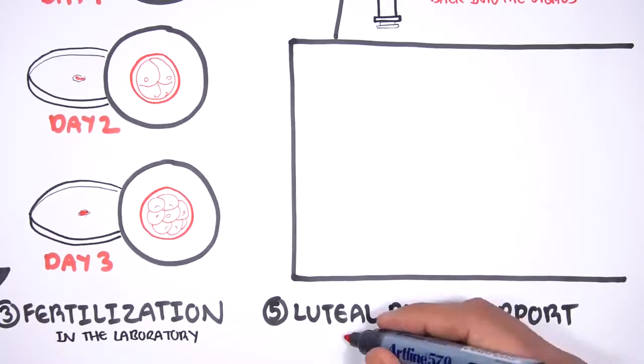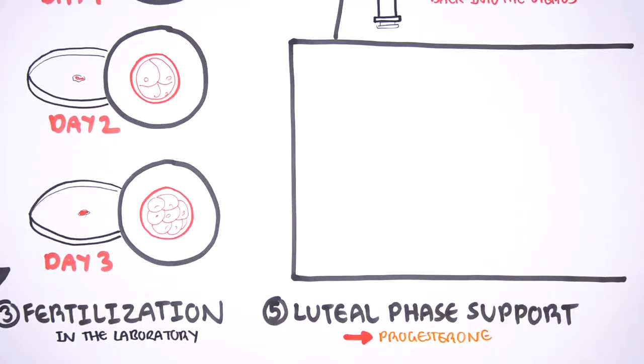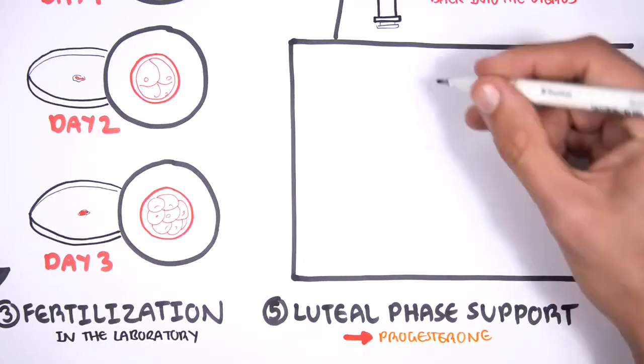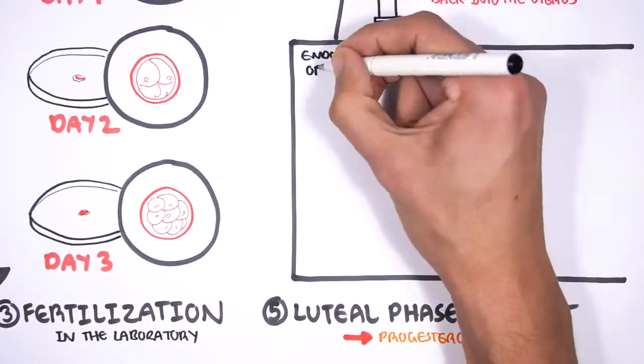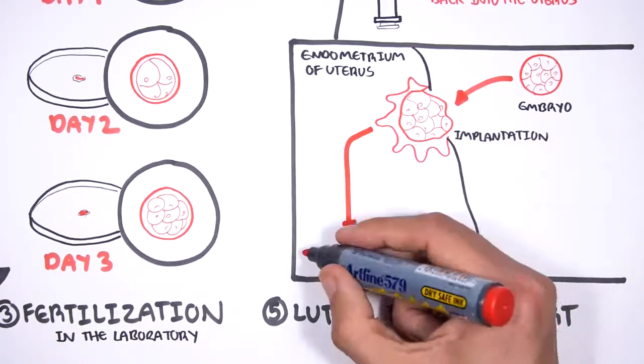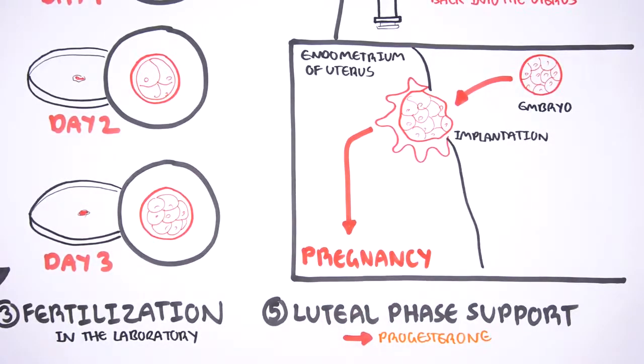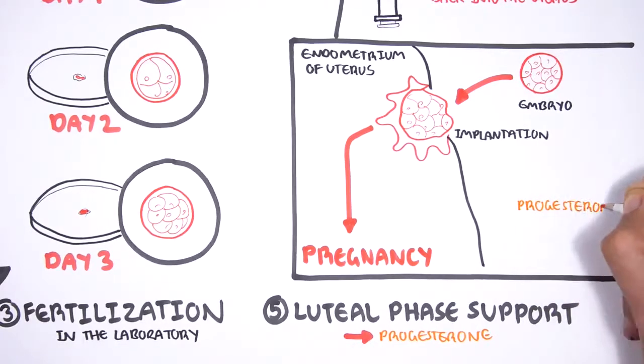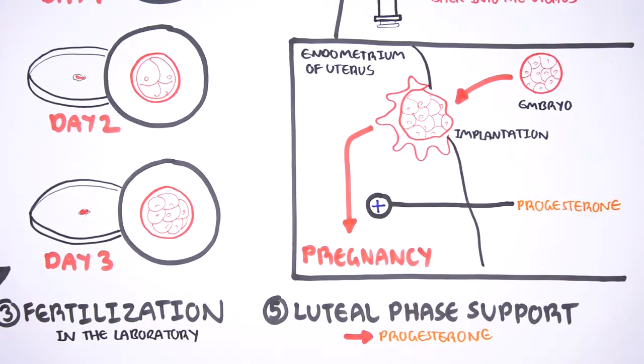And this essentially involves progesterone. Luteal phase, if you remember, is the phase of the menstrual cycle where progesterone is normally produced. And this is exactly what this step involves. Progesterone is given to help support and maintain the pregnancy. The embryo, as mentioned, is carefully put back inside the uterine cavity, where it will implant in the endometrium of the uterus. This process is called implantation and will lead to pregnancy. And as mentioned, progesterone here helps support the pregnancy.